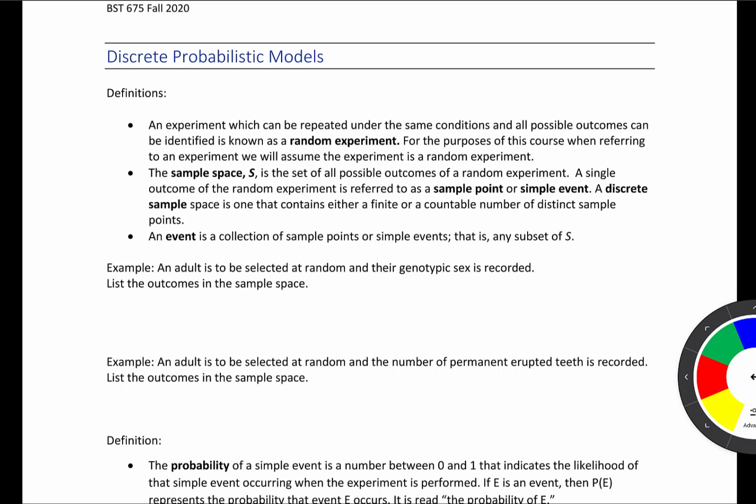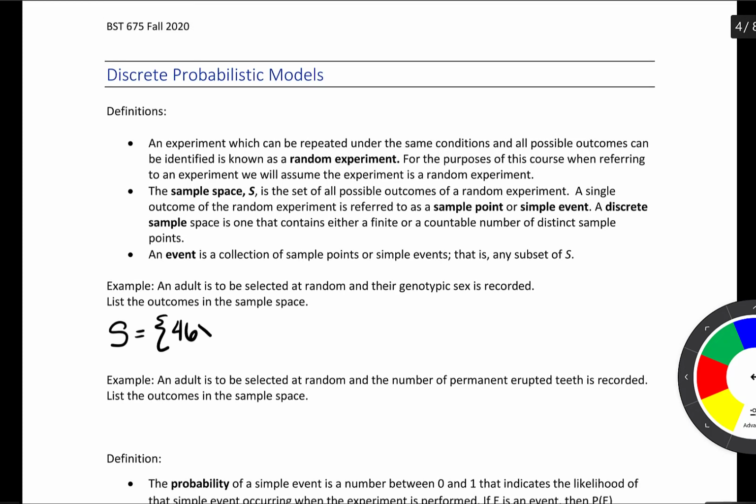All right, so for example, an adult is to be selected at random and their genotypic sex is recorded. List the outcomes in the sample space. So when talking about the sample space, what we're looking at is all of the possible outcomes that we could find. And so according to the World Health Organization, humans are born with 46 chromosomes. They're in 23 pairs, and the X and Y chromosomes determine a person's sex. So most women are 46XX, and most men are 46XY.